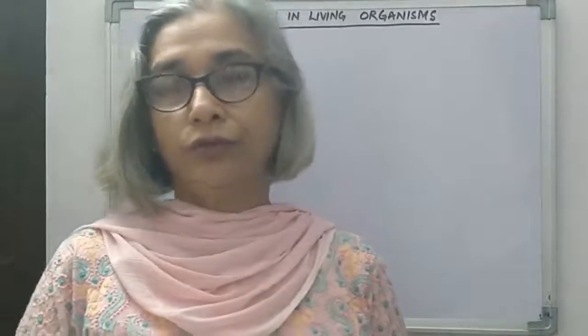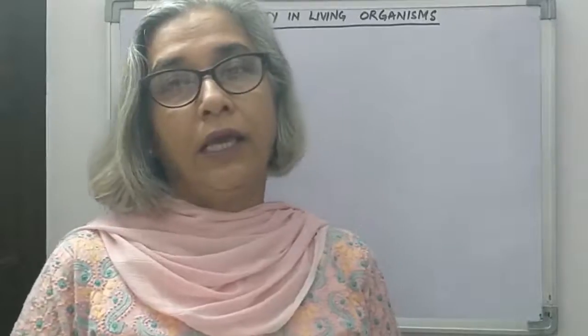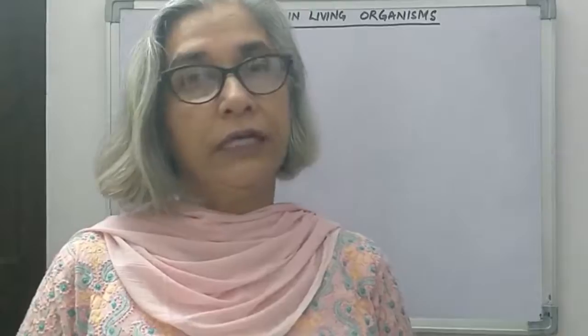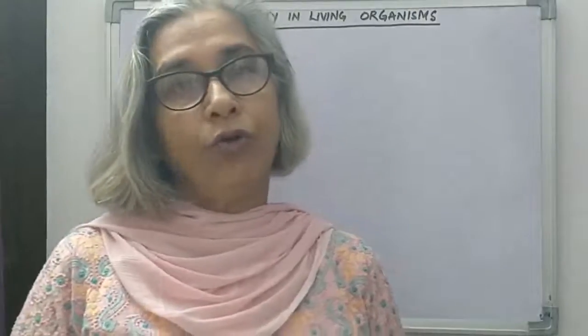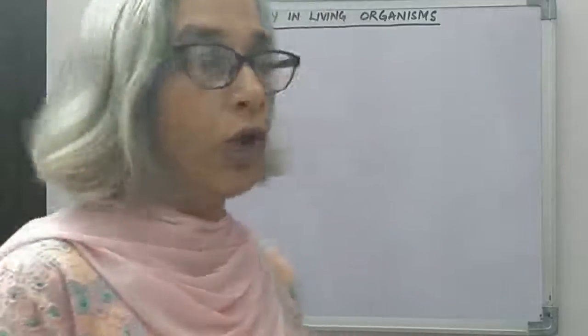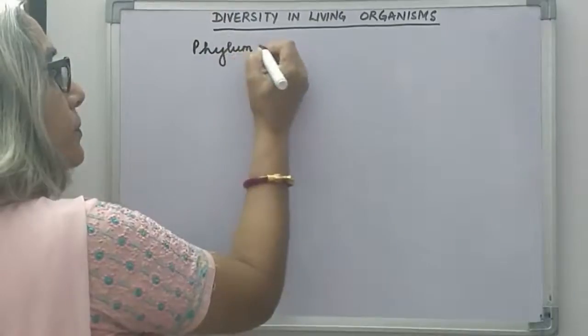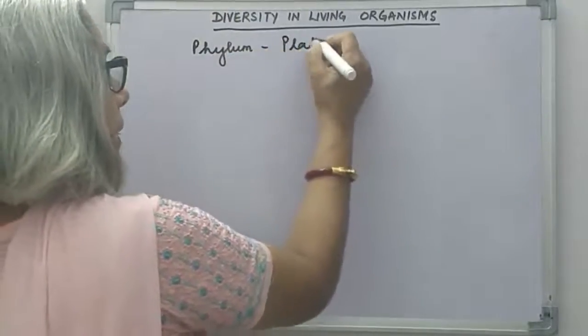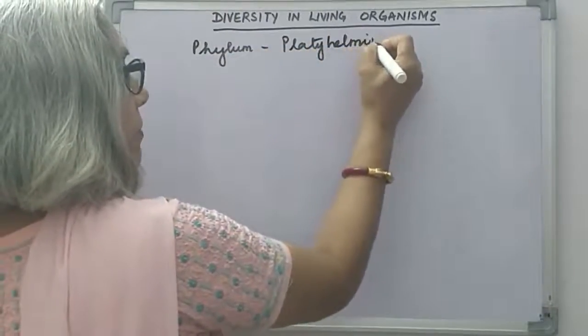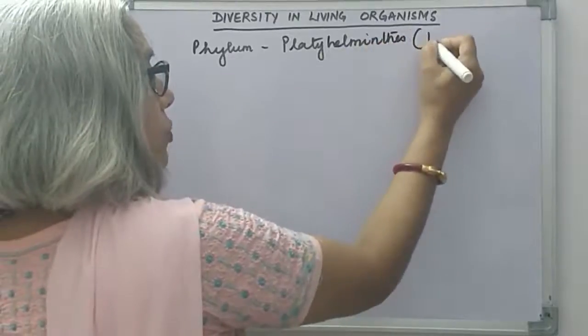Yesterday we had done the characteristics of non-chordates and discussed a few phyla, that is Porifera and Coelenterata, under non-chordates. Today I will be discussing the characteristics of phylum Platyhelminthes. The third phylum under non-chordates is phylum Platyhelminthes. Platyhelminthes comprises of flatworms.